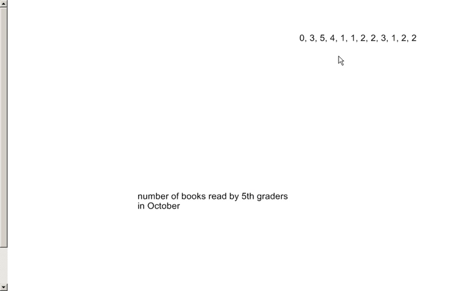I have some data over here, and I'm going to talk about the number of books read by fifth graders in October so far. So I look and I don't have real high numbers. I could put these numbers in order from least to greatest. But I see that students either read 0 books, 1 book, or up to 5 books. So when I make my line plot, I'm going to take a pen and draw a horizontal line.